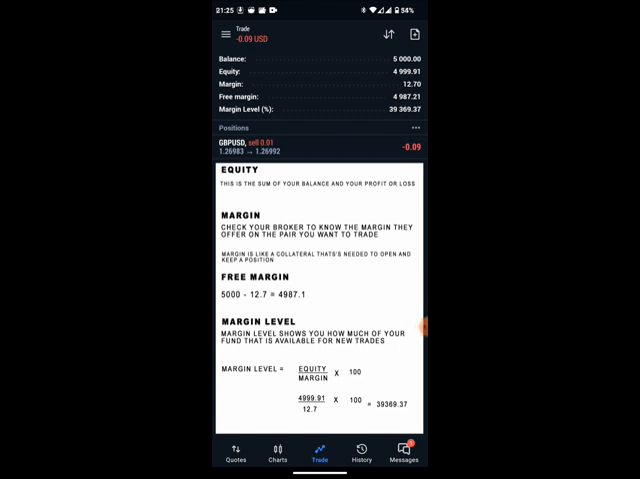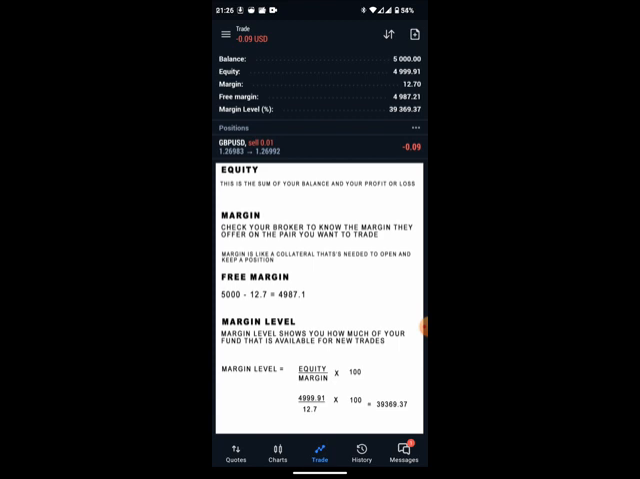Then your margin level shows you how much of your funds are available for new trades. The essence of having a margin is that your brokers are enabling you to enter a position higher than what your balance currently is. You know, the idea behind margin is for you to use your leverage and expand your position. So even with this $5,000, I can actually open a position because currently you can see my margin level is about $39,369, right? So what I have in my margin is even bigger than my balance.